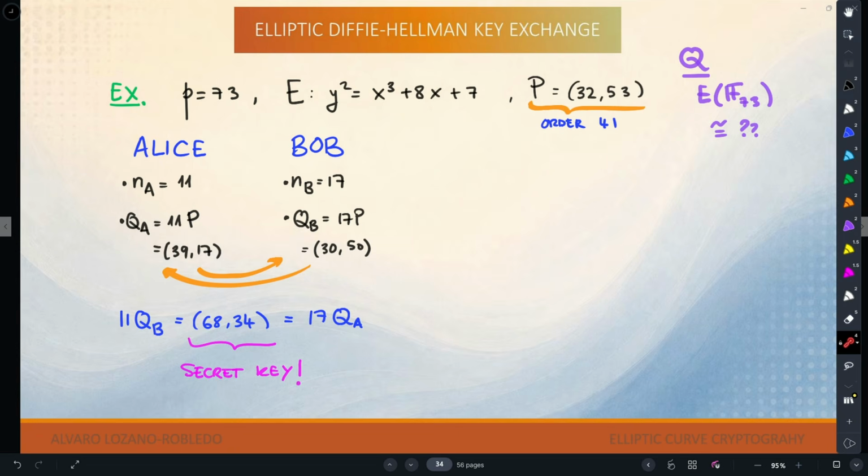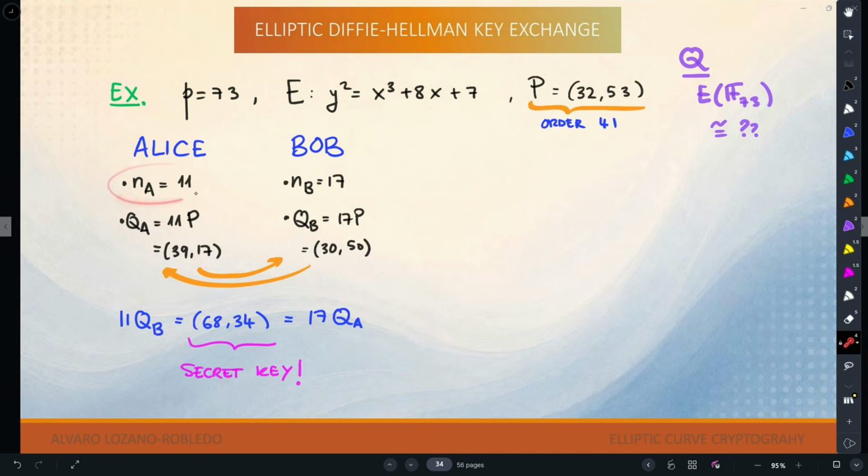So here is an example. Take our favorite elliptic curve over F73. Take this point. It has order 41. Well, one question, first of all, is what is the group structure of this group? But this point has order 41, and the elliptic curve cryptography is happening with the multiples of P. So it doesn't matter if there are more points, we're just working with multiples of P.